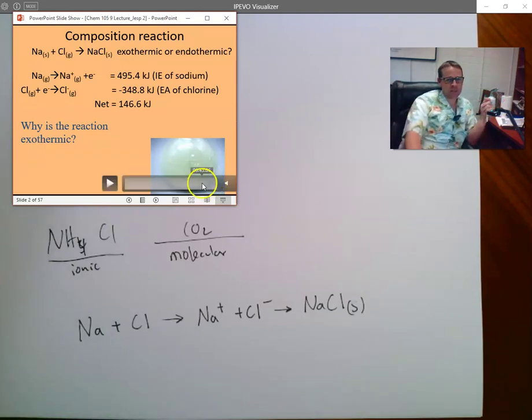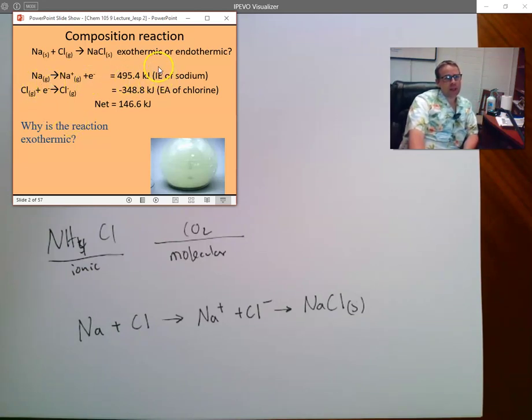I said that the sand was in there to prevent the flask from cracking because of the heat, right? So yeah, this is an exothermic reaction. Now, why is it an exothermic reaction? Where is that energy coming from?